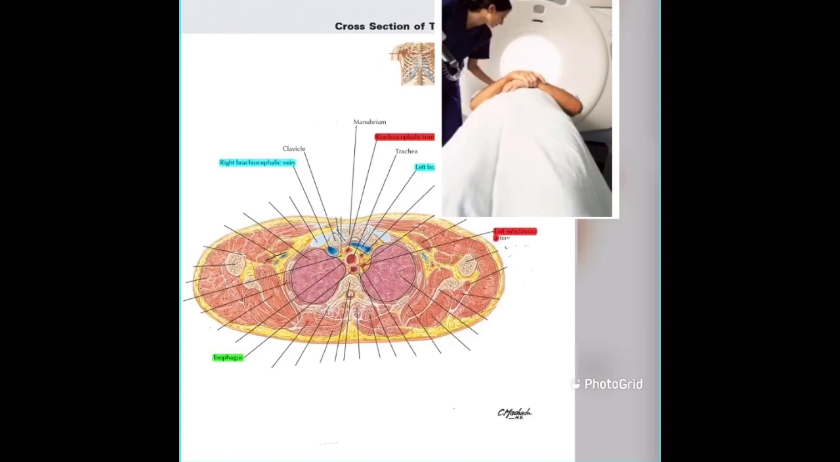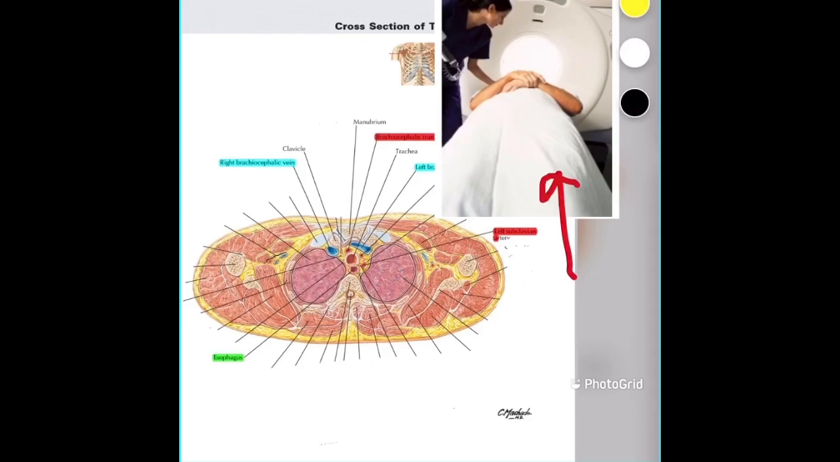A simple way to imagine that is, you can see over here on the top right corner, a patient is getting a CT scan done, and you can see his face. His face is towards this side and his legs are towards this side. So you should imagine it as though we are looking at the section from the patient's feet side. Now what do I mean by that? Here, this is where the patient's feet are. So imagine that you are looking at this section from this side of the patient.